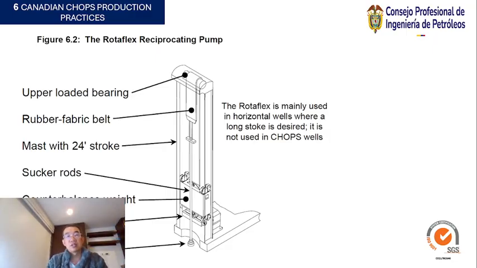This picture is a rotaflex beam pump. From top to bottom is the upper load-bearing rubber fabric belt, mast with sucker rods, counterbalance weight, drive unit, wellhead. The rotaflex is mainly used in horizontal wells where a long stroke is desired. It is not used in CHOPS wells.